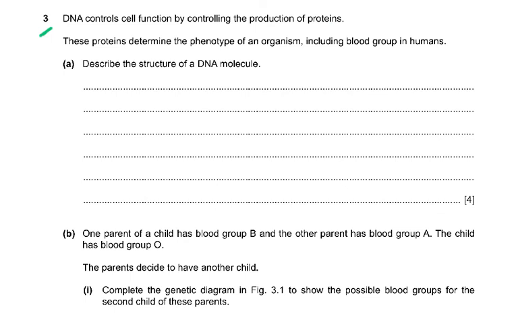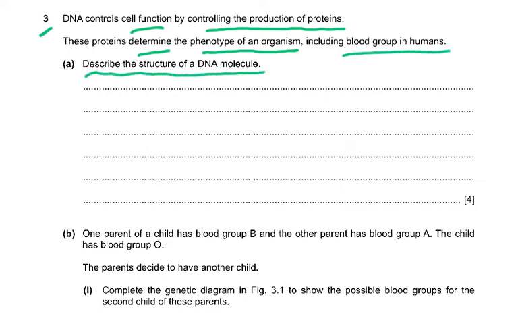Now coming to question number 3: DNA controls cell function by controlling the production of proteins. This is of course in the new syllabus, so we will do this in the last chapter. These proteins determine the phenotype of the organism. What color of skin will you have, what color of eyes, what color of hair? Phenotype, the physical characteristics of an organism, including blood groups in humans.